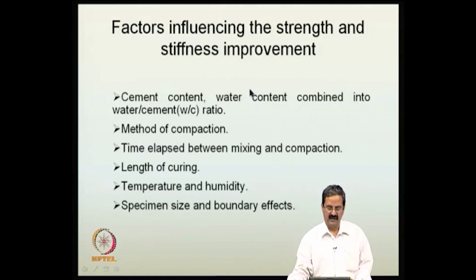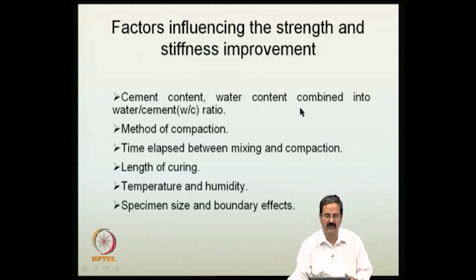So, what are the factors that influence the strength and stiffness improvement? We know that cement content is one of the important variables, because if you are taking sandy material, it could be somewhat coarse grained, and if you add a bit of cement, it binds the particles and it increases cohesion. When you add cement content, you also need to add water, because it is required for heat of hydration and all that. So, water content as well as cement content are important, and we call it in terms of the water cement ratio.